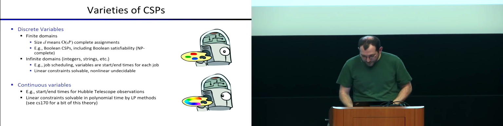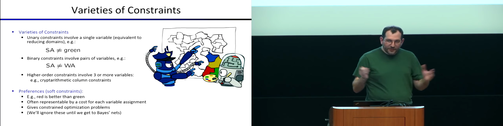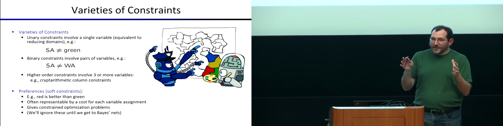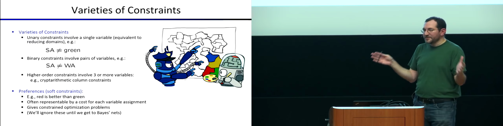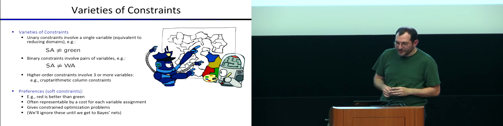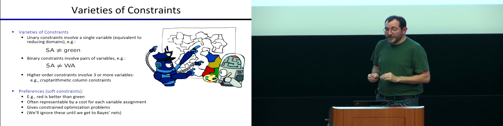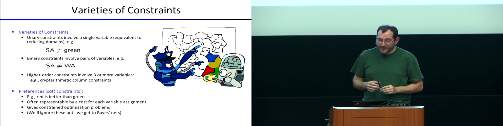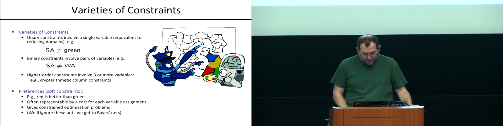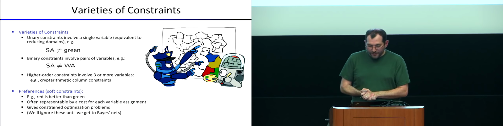Varieties of constraints. We talked about unary constraints. You should think of them as restrictions on a domain. That's important because we're going to have algorithms that also restrict domains, and you're going to need to know how those relate to unary constraints. Binary constraints doesn't mean the variables are binary. Those are binary variables, binary domains. Binary constraints involve two variables at a time, like SA and WA are not equal. And higher order constraints are like what we saw in cryptarithmetic, where you can have three or more.